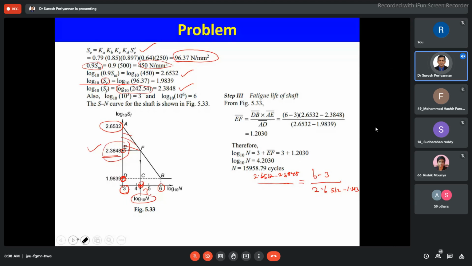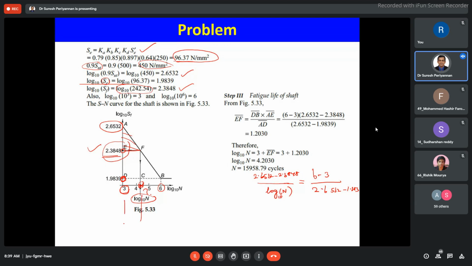You can even write it another way: in the denominator, log base 10 N minus log base 10 of 3. You can define it such a way also. Here I am taking log base 10 N directly, which is nothing but 3 plus EF. This value you know, this dimension you know, the horizontal dimension we know.